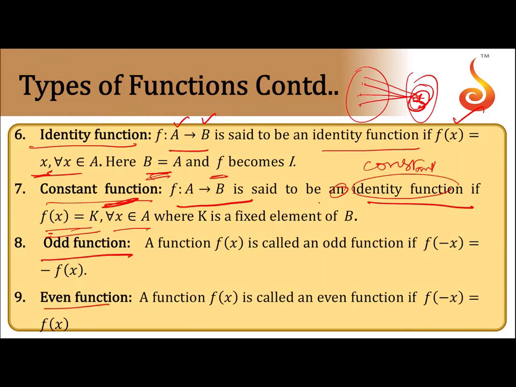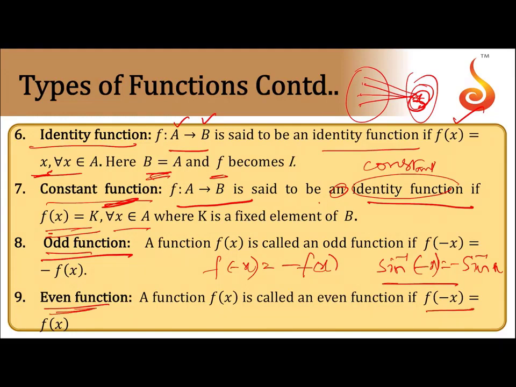And what is meant by an odd function and an even function? When a function satisfies f of minus x equals minus f of x, it is said to be an odd function. Just for example, we know sine inverse of minus x is nothing but minus sine inverse x. So such a mapping is called an odd mapping.